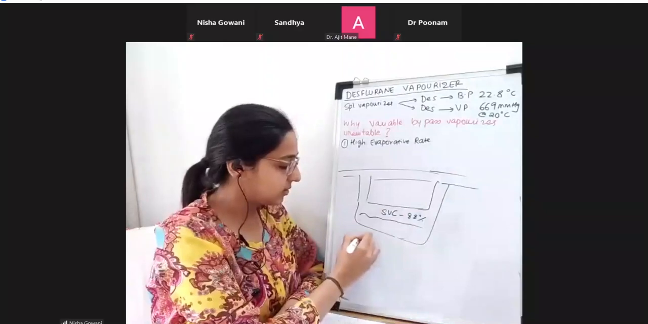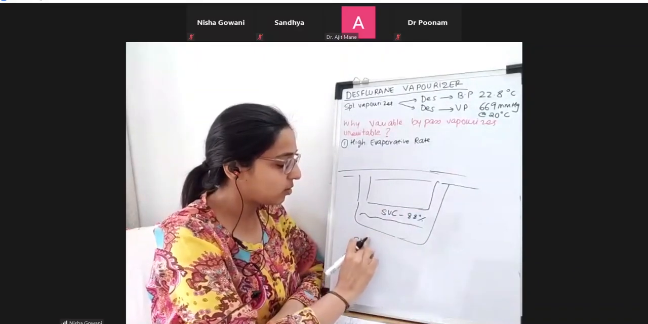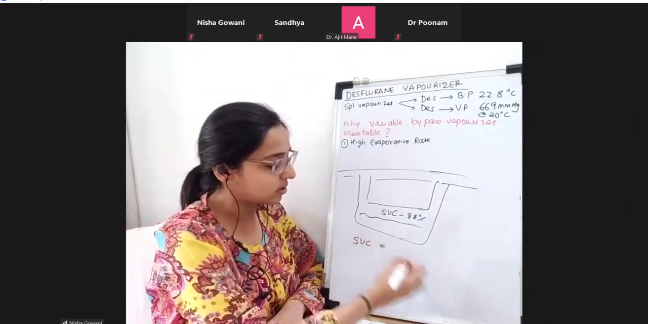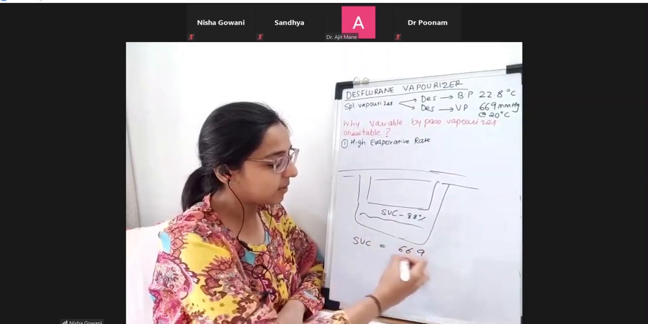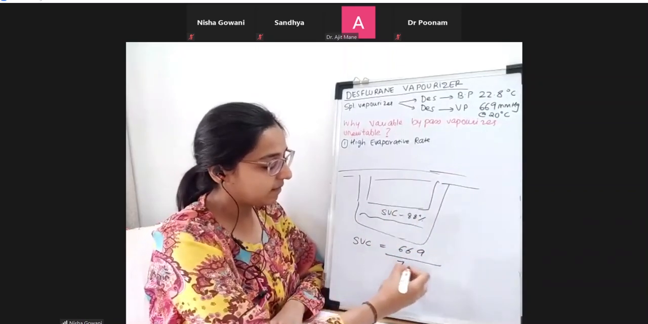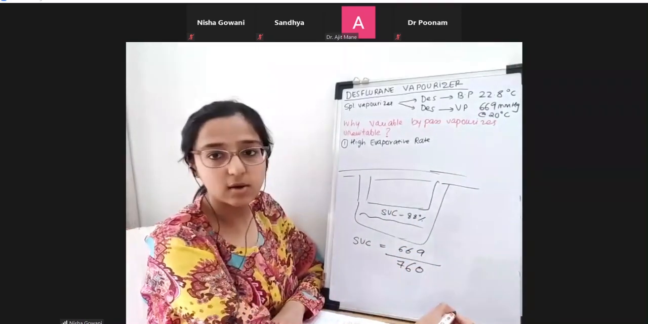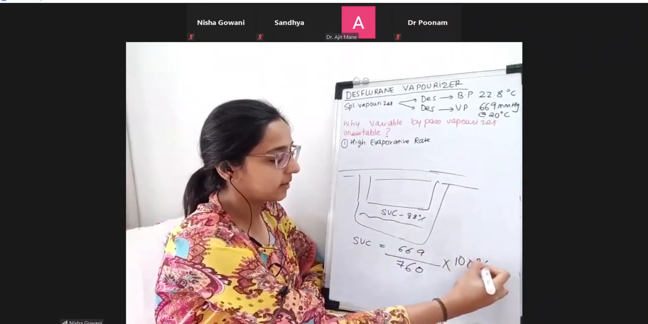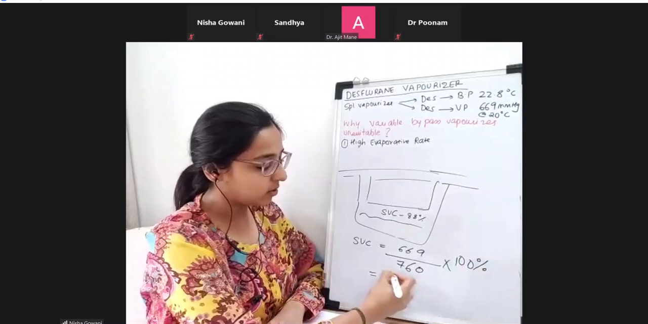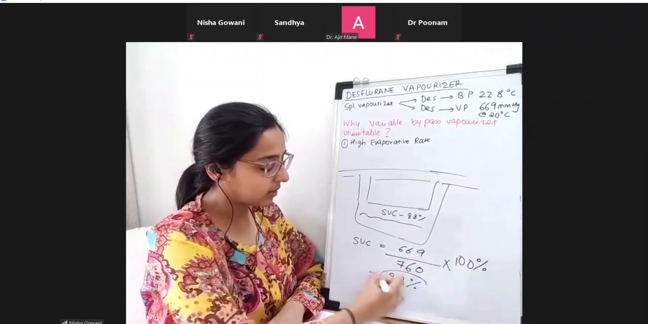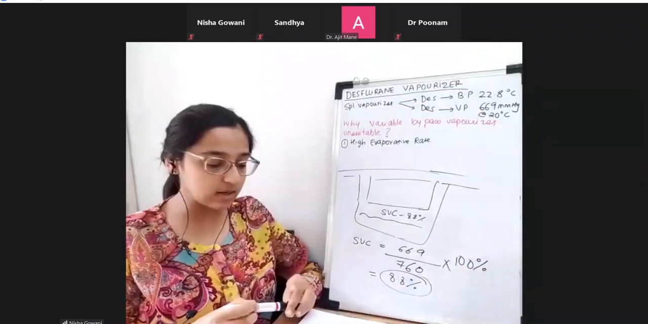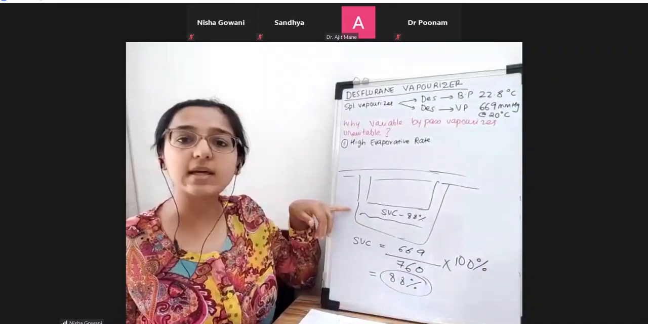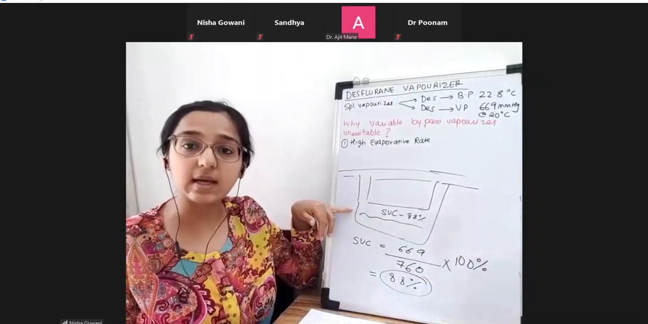Because if you want to calculate saturated vapor concentration, that's going to be 669, because that is the value for desflurane. We are at 1 atmosphere, right, at room temperature at sea level. And if you multiply this by 100%, the value that you get over here is 88%. So the concentration of desflurane that will be there in this vaporizing chamber will be 88%.